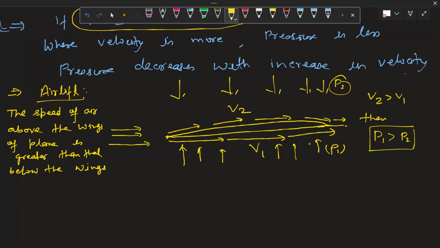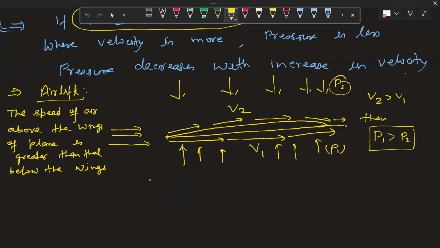And while moving horizontally, it remains flat due to its own weight. Plane does not come down. Why? Because there is a net upward force acting on the plane which balances its weight, and that's why it can fly horizontally in the sky.